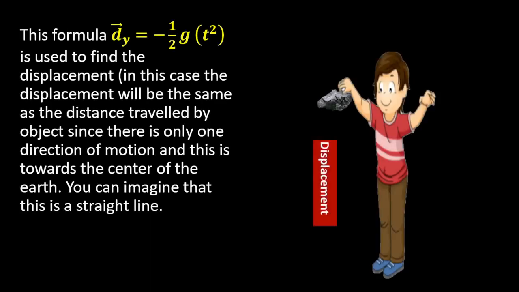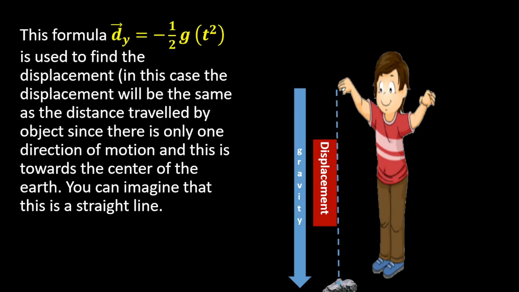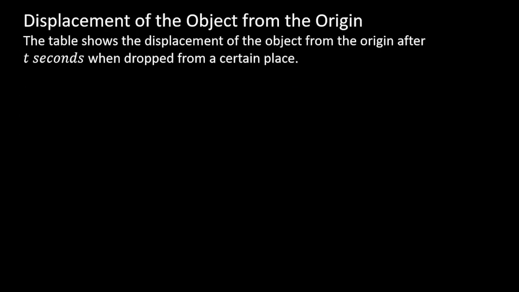In this case, the displacement will be the same as the distance traveled by the object since there is only one direction of motion and this is towards the center of the Earth. You can imagine that this is a straight line. The table shows the displacement of the object from the origin after t seconds when dropped from a certain place.